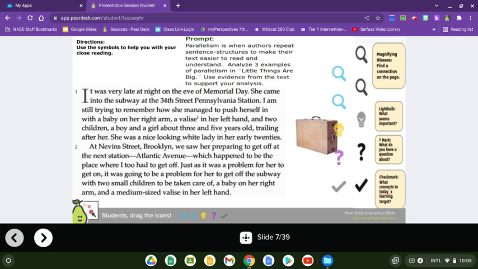At Nevins Street, Brooklyn, we saw her preparing to get off at the next station, Atlantic Avenue, which happened to be the place where I too had to get off. Just as it was a problem for her to get on, it was going to be a problem for her to get off the subway with two small children to be taken care of, a baby on her right arm and a medium sized valise in her left hand. Well, I know I'm looking at that medium sized valise right there.